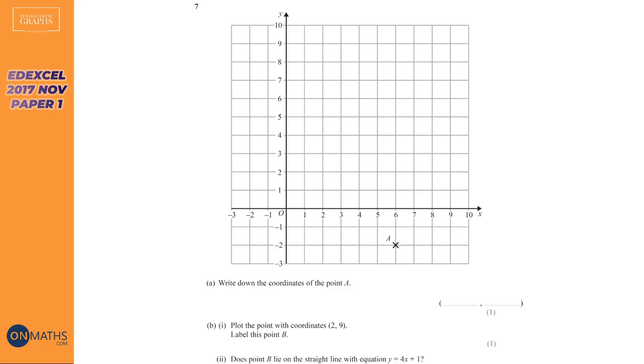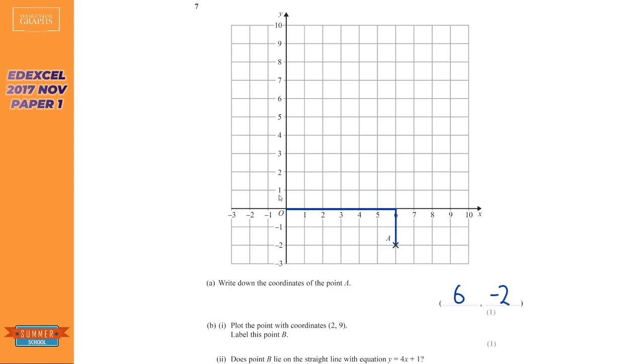Now, as we know, we always go along the corridor and up the stairs. So we start off in the middle, and we know we've got to go 6 to the right. So this would be a 6. Now, to go up, well, we're not going up, we're going down. So it's going to be -2. So it's always the x value first, then the y value. And that's really important to remember with coordinates.